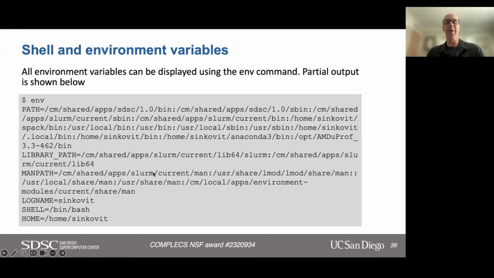Okay, actually I have a few examples here. All of your environment variables can be displayed using the env command, and I'm showing some partial output here. So you can see that my PATH variable contains paths to a number of different directories. LD_LIBRARY_PATH is also set. MANPATH, this is the path to man pages. You can see that my login name, LOGNAME, is set to Sinkovit. I can see the SHELL. I can see my HOME variable.